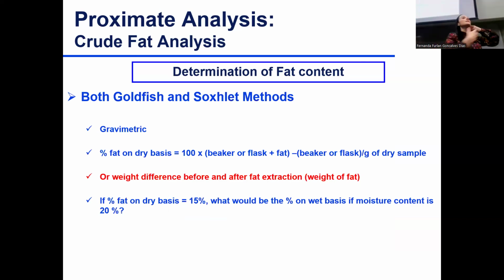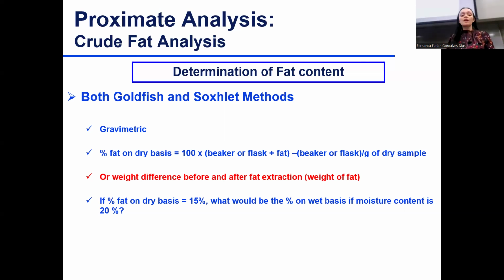How do we actually determine the fat content from those methods? Both for Goldfish and Soxhlet, they are gravimetric methods, which means at some point we're going to have to weigh our sample. We can calculate the percent of fat on dry basis: 100 times the beaker or flask plus fat, like right there, minus the weight of the beaker. So we know how much fat is there, divided by the amount of sample that you had in the beginning, right? It's just fat over sample.